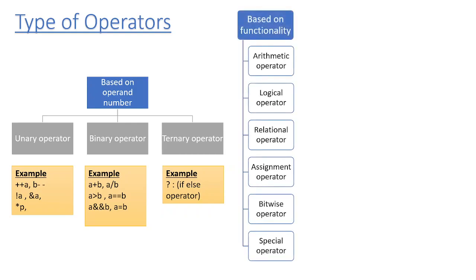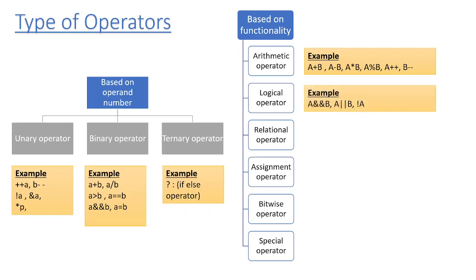Based on functionality, there are six types of operators. The first one is the arithmetic operator. The examples are a plus b, a minus b, a into b, a remainder b, and so on. Similarly, the second one is the logical operator, like a and b, a or b, not a. So it is like Boolean logic.